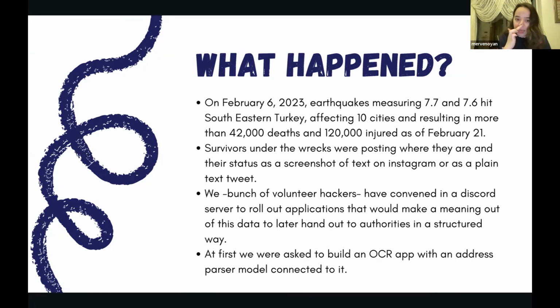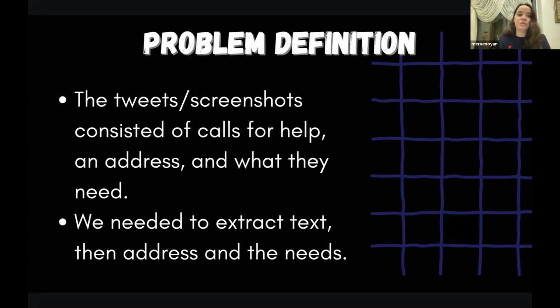So initially we were asked to build an optical character recognition app with an address parser model connected to it, and we prototyped something. The problem definition was that there were tweets and screenshots consisting of calls for help, an address, and what people needed. After people were rescued, they were also stating that they needed hygiene products, shelter, blankets, and so on. So we also needed to structure the needs. We needed to extract text, then address, and then the needs.